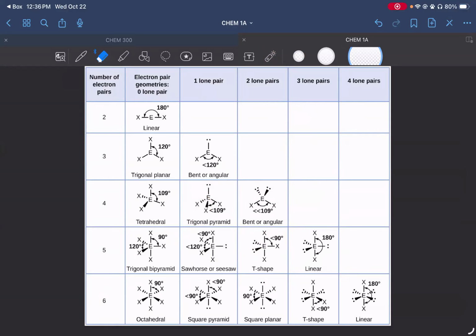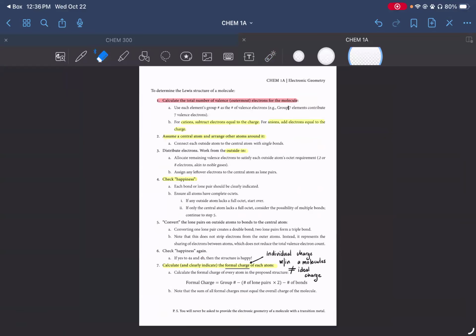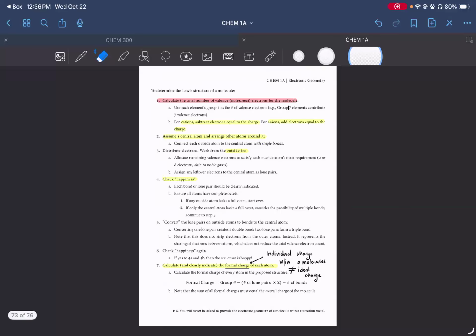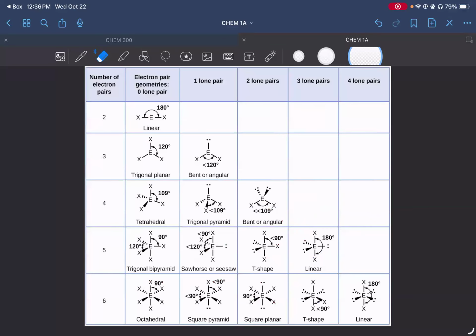You do not need to memorize this chart, as this chart will be given to you on the exam. But you do need to memorize the steps. I will not provide you with the written steps on the exam, but I will provide you with the chart itself.